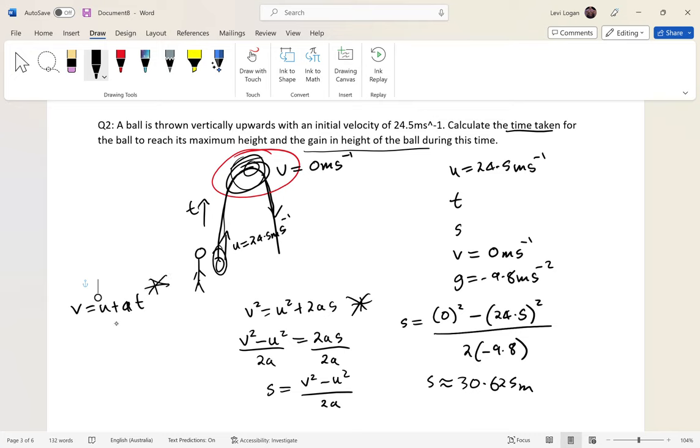Alright, now we're going to use this equation here to find the time. So all we've got to do is make time the subject. So v minus u equals at. Divide by a. So therefore t equals v minus u over a. Plugging in your numbers, 0 minus 24.5 divided by negative 9.8. And time is approximately, using our calculator, 2.5 seconds.